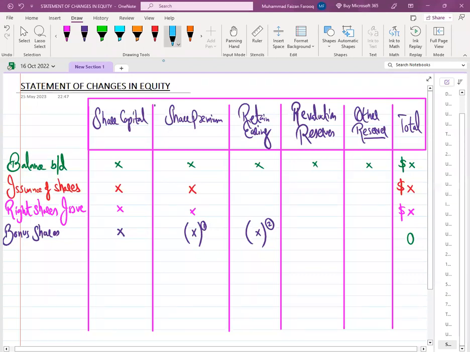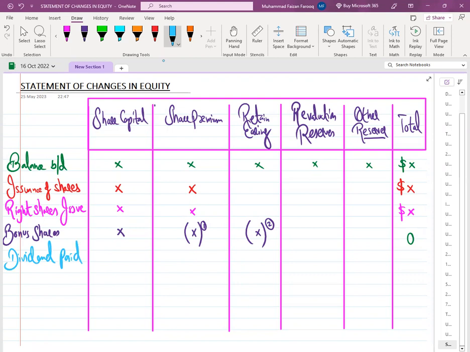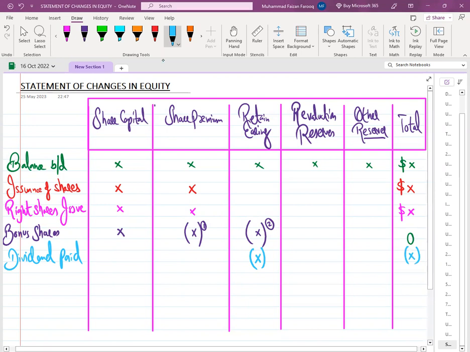And the company may pay dividends. I used to say that we are taking dividend paid only. We are not taking dividend proposed. Ignore dividend proposed. We will take only the dividend paid, and it will be given in the paper. The dividend paid will be deducted from retained earnings.